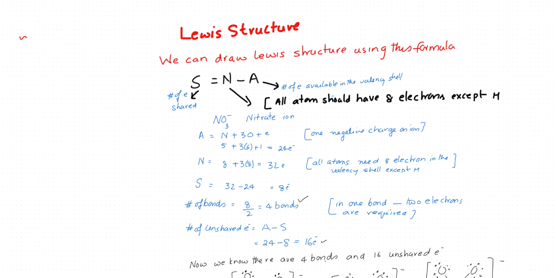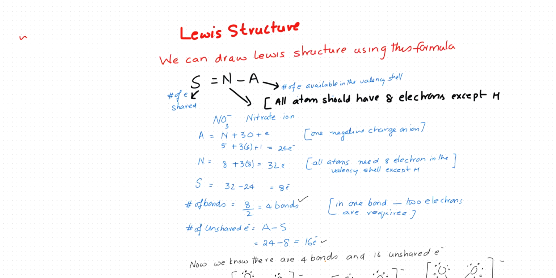Today in this video we will see how to draw Lewis structure using this formula S equals N minus A, where A is the number of electrons available in the valency shell, and N equals all atoms need 8 electrons in the valency shell except hydrogen. Hydrogen needs only 2 electrons in the first shell to complete. But all other atoms should have 8 electrons to become stable or to complete the octet.